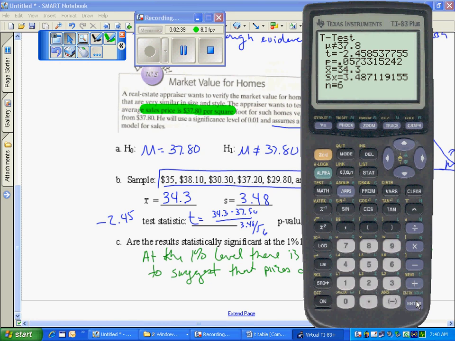Just double checking my data. My x-bar was $34.30, and my sample standard deviation was 3.48. Again, my problem when I did it by hand, I rounded that. Calculator doesn't round.